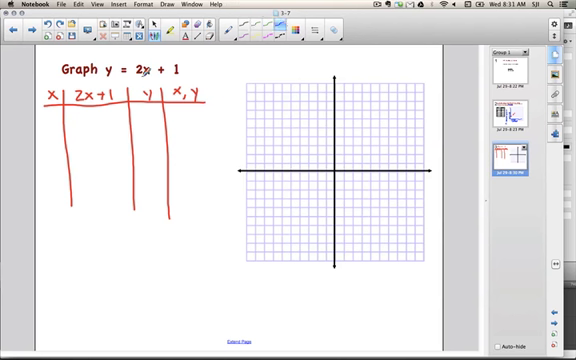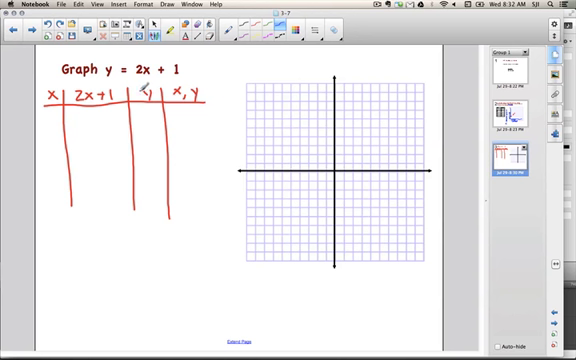One of my hints that I usually give to students about this is pick small numbers for the value of x, because you don't want them going way off your graph over here. Pick small numbers, 0, 1, -1, 2, -2. Numbers like that. Those are good numbers to pick.